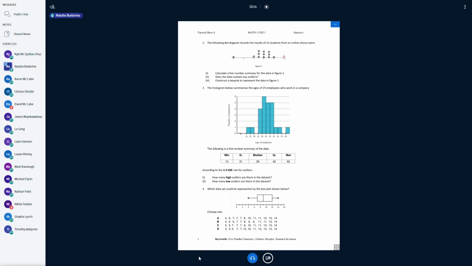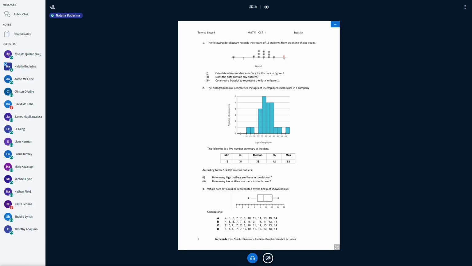So we need to find minimum, maximum, and then we need to find Q1, Q2, and Q3. And then we need to answer four questions: does the data contain any outliers? And next, we will construct a box plot for the given data.